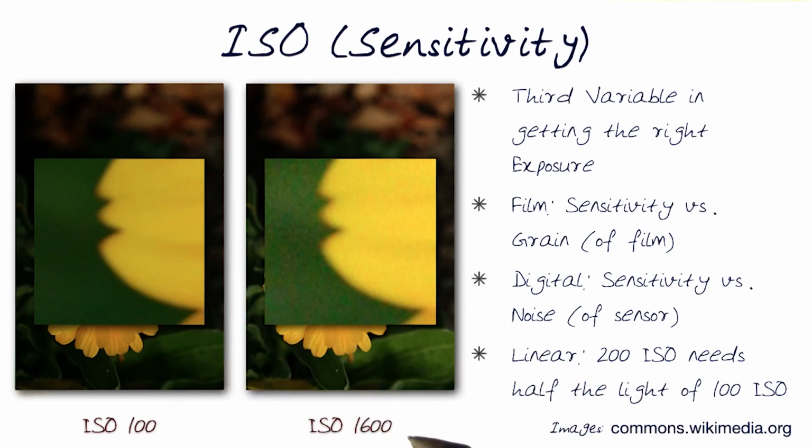Of course, ISO 1600 would be used in low light conditions. ISO 100 would be used when it's nice and sunny. But again, photographers play around with this depending on what their needs are.